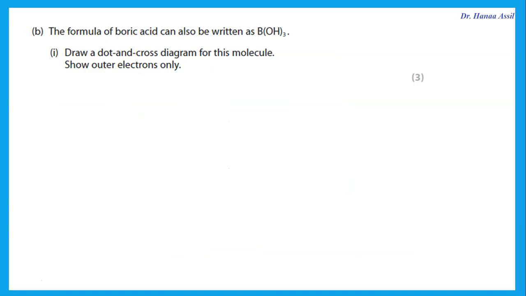The formula of boric acid can also be written as boron with 3 OHs. Draw a dot and cross diagram. So that means I have boron in the middle with 3 OHs. That means the boron will share. Boron is in group 3. It has 3 electrons. So it's going to share 3 electrons with the 3 oxygens, and then each oxygen will share the pair of electrons with the boron and a pair of electrons with the hydrogen. So this is the dot and cross.